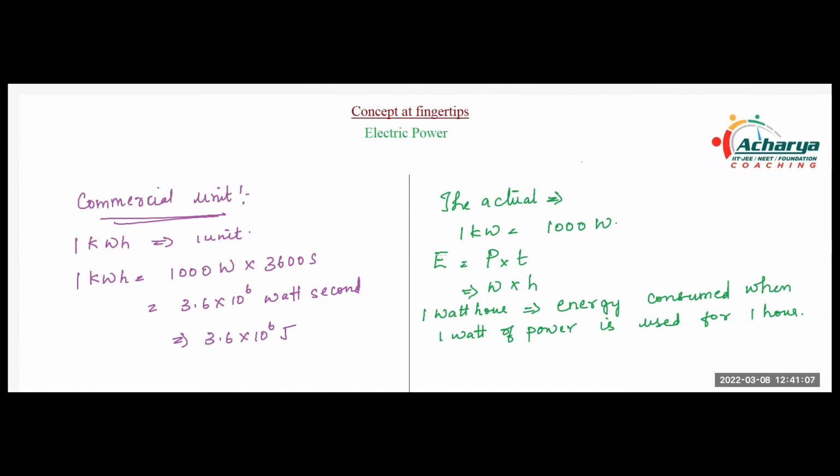So to summarize, we learned that the SI unit of power is watt. And since watt is a very small unit, for our daily use we use kilowatt. And for commercial purposes, we use another unit called kilowatt hour. Watt hour is the energy consumed when 1 watt of power is used for 1 hour. And this is the conversion of 1 kilowatt hour to joules, 3.6 into 10 to the power of 6 joules. This is also known as 1 unit of electricity.